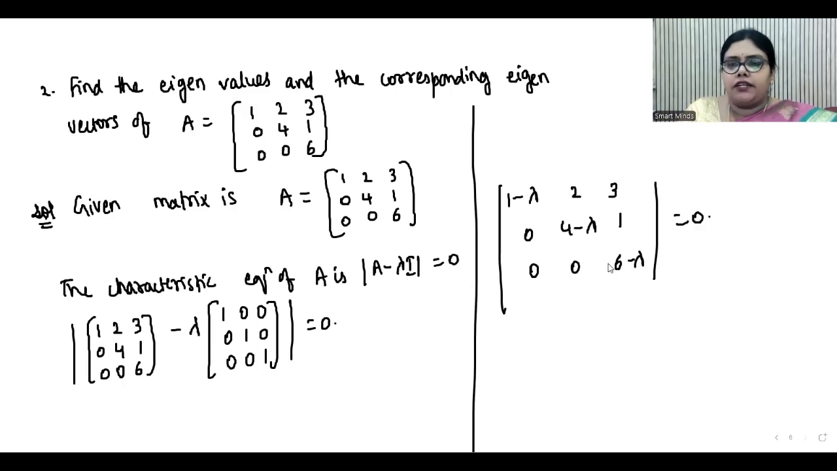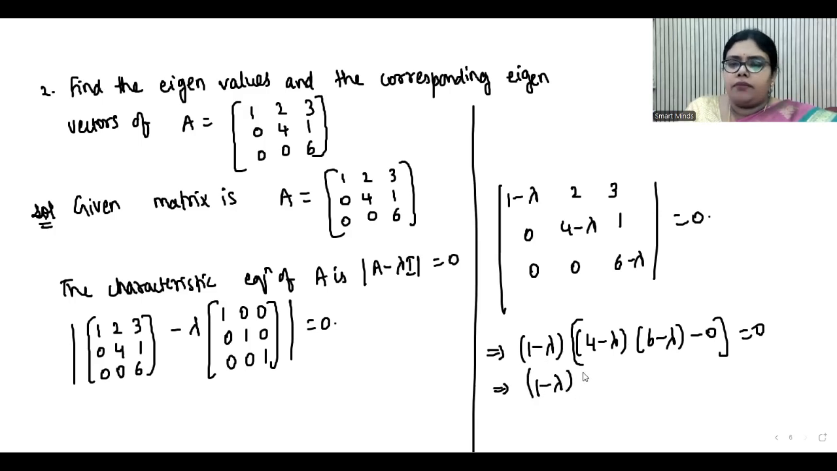Now expand the determinant. If you expand the determinant, you will get (1 minus lambda) into (4 minus lambda) into (6 minus lambda), minus 0. So that is nothing but (1 minus lambda)(4 minus lambda)(6 minus lambda) equal to 0. Therefore, the lambda values are 1, 4 and 6. This is how we find eigenvalues.